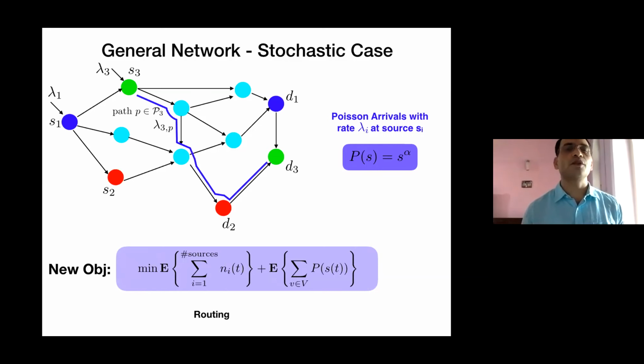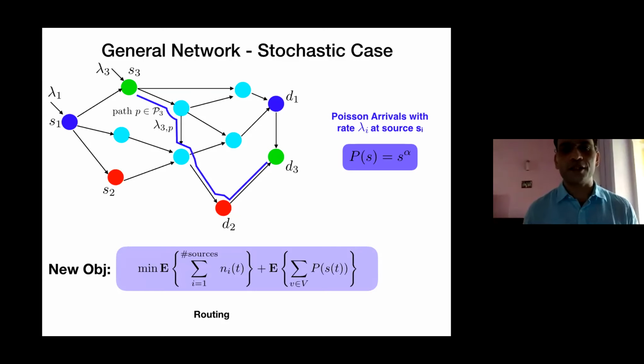So if lambda 3 is the total arrival rate coming into source S3, how is it going to get routed over all its different paths from S3 to D3? So that's one question. And once you've done that routing, it's not one after the other, it's actually interdependent. You look at a particular node V and look at all the flow which is going through. You have to choose a speed for each of these nodes depending on what flow is going through that node. So the decision variables are again routing and the speed choice.